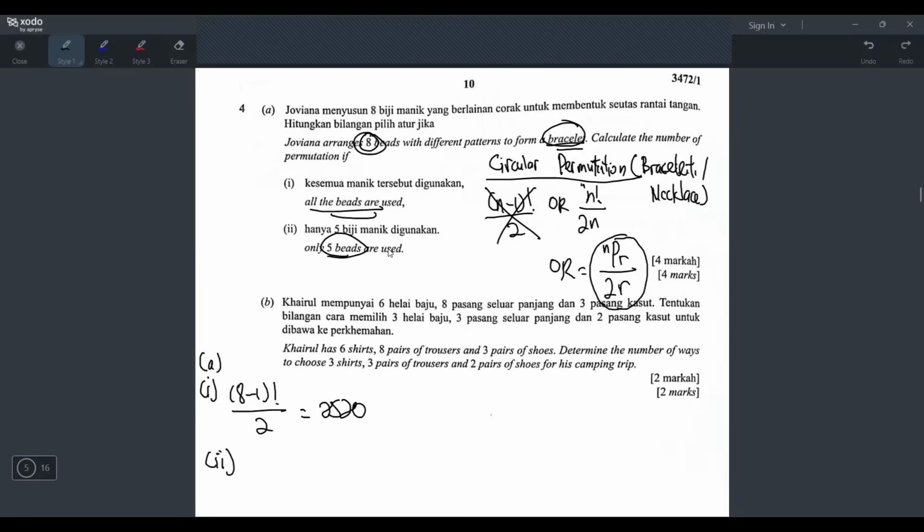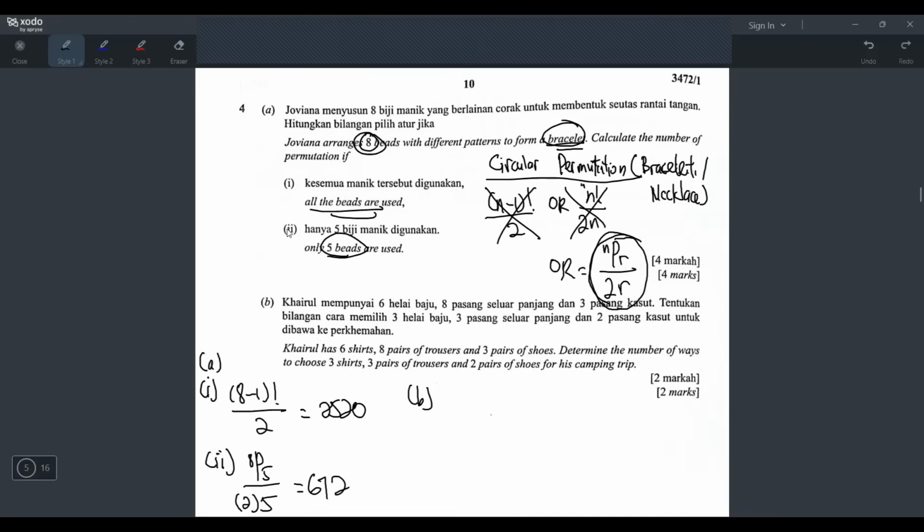So let's do number 2. Only 5 beads are used. Okay, this one, you cannot use these 2 formulas. You know why? Because the factorial is for when you take 8P8, when you use all the beads. So for this question, you actually have to go with this formula, which is nPr, 8P5, and then divide by 5 because it's circular, and then divide by 2 because it's a bracelet. This is how you do it. So you press 8P5 divide 10 in your calculator. My calculator gives me 672. So that is the answer. Very simple actually. You just have to remember the formula.